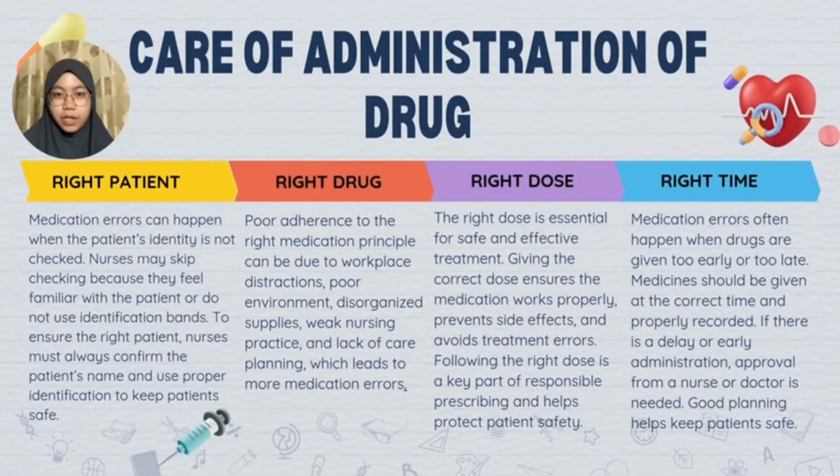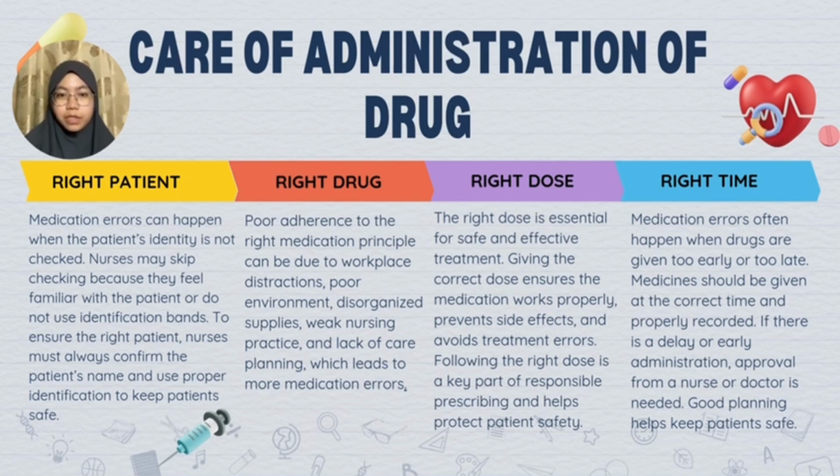First is the right patient. Nurses must always confirm the patient's identity using proper identification to avoid medication errors. Next is the right drug, ensuring the correct medication is given as prescribed. The right dose is important to make sure the patient receives the correct amount for safe and effective treatment.